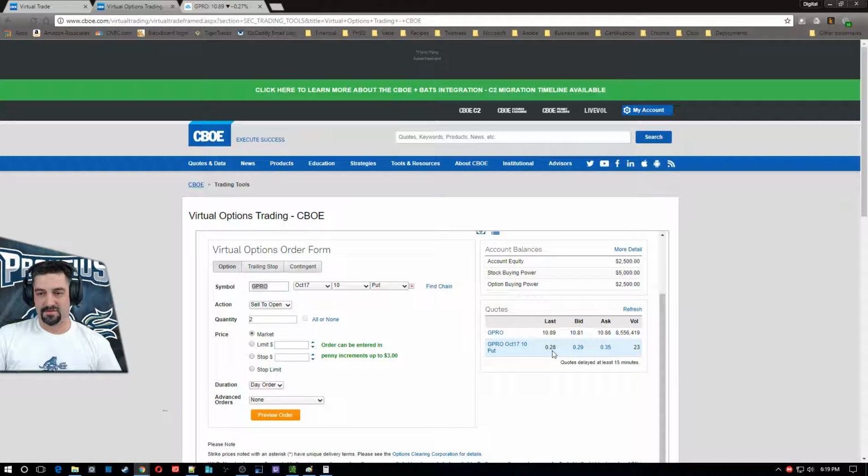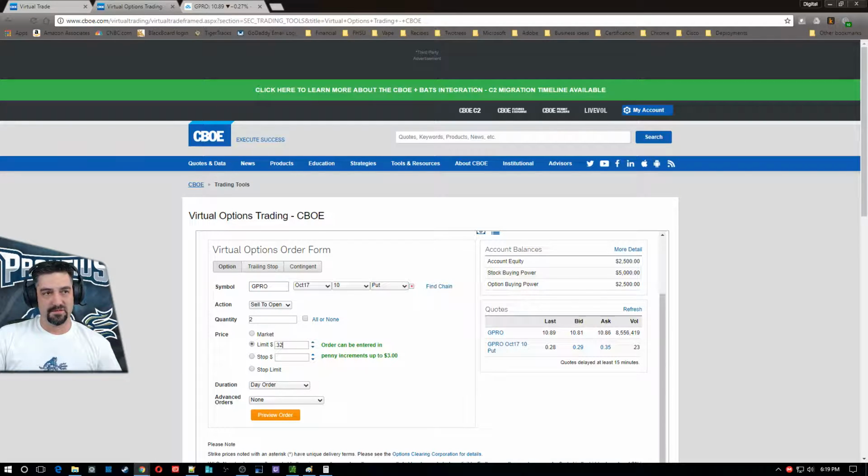The last bid was 28 cents a share, or the last mark, I guess, current market price, 28 cents a share. The bid is 29, the ask is 35. There's a 6-cent difference here, so maybe we can try to get somewhere in the middle. 3 cents, 29, so that's 32. So let's put a limit, 32 cents.